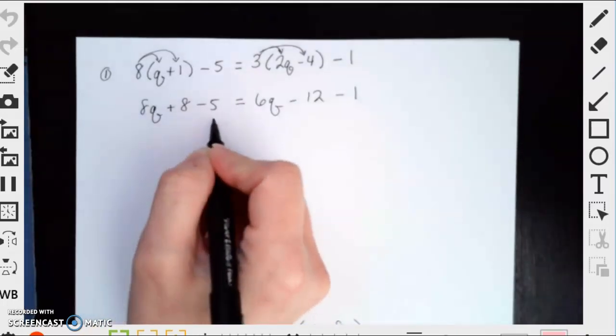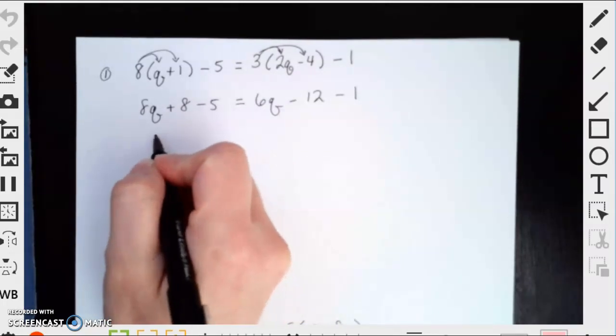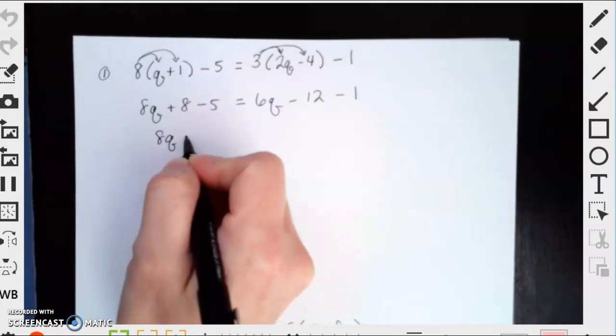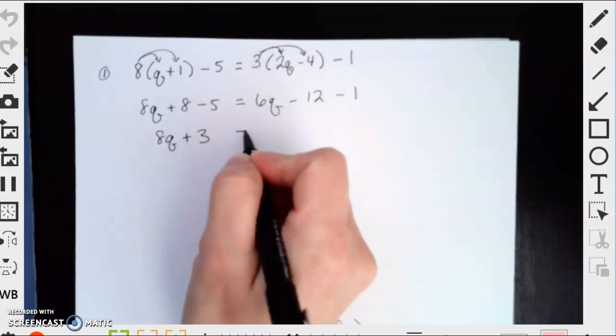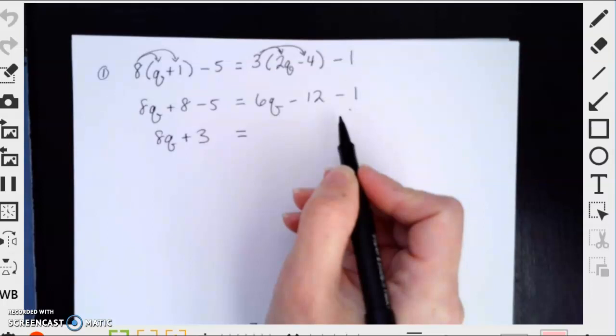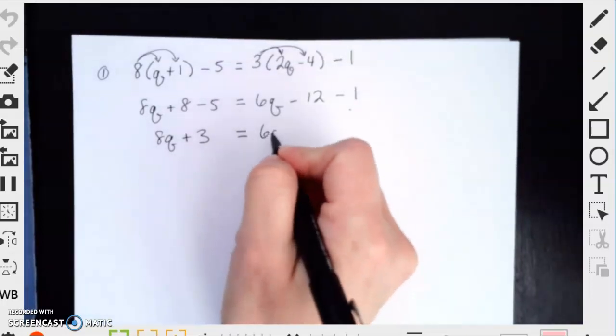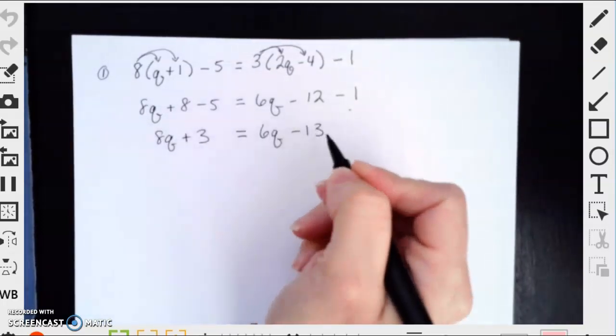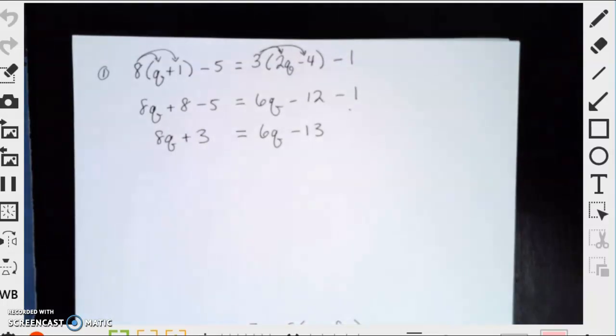So I have like terms here, the 8 minus 5, which is 3. So that side is 8q plus 3. On the other side, I have a negative 12 and a negative 1. When those are combined, I have negative 13, so 6q minus 13. All I did there was simplify each expression. Now I can use the addition principle to try to isolate the term with the variable on one side and the constant terms on the other. It doesn't matter if you put the variable on the left or the right-hand side. It's really up to you.